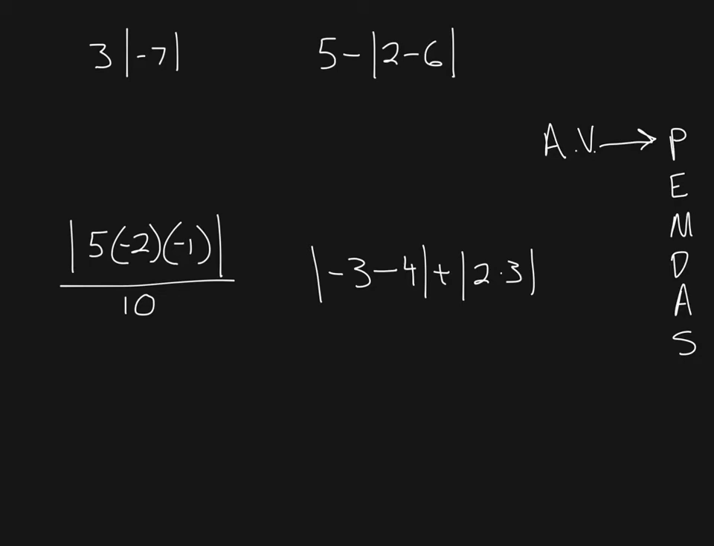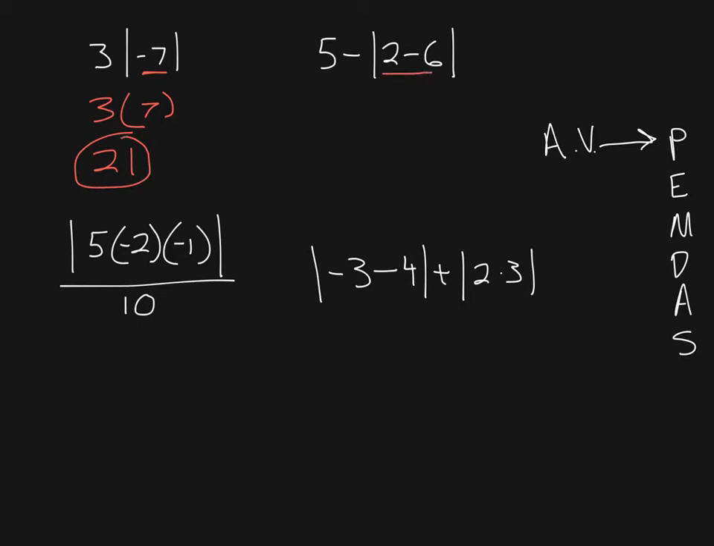So for our first example here, we have 3 times the absolute value of negative 7. Now, I know that inside this absolute value, this is the only number in there, negative 7. There's no steps to do in there. So I can take the absolute value of negative 7, which is positive 7. So this becomes 3 times 7. 3 times 7 is 21. There's our answer.